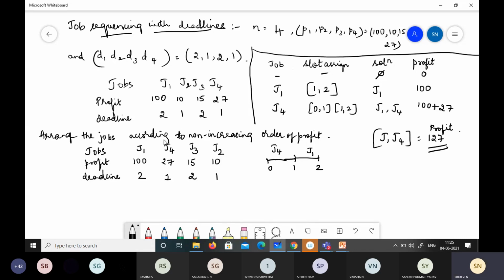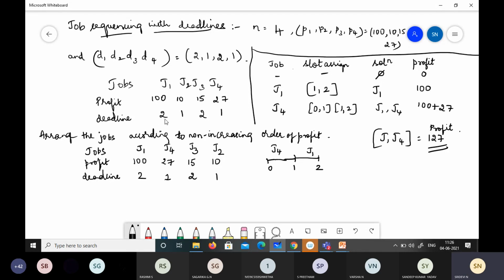See, I'll explain once again. First thing, you'll be given the profit of various jobs and also the deadline associated with each. This deadline means it should be completed by then. Every job can be on the machine only for 1 minute, but the deadline given is 2 minutes.